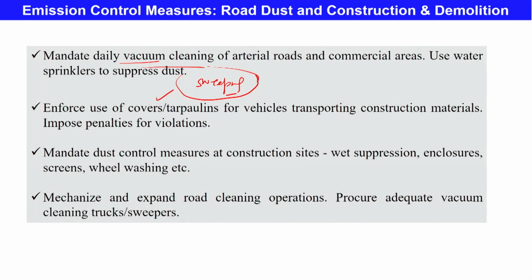So, we need to have a mandate for cleaning of arterial roads, this is important, okay, and commercial areas. We can still use water sprinklers to suppress the dust, but then what next? Enforce the use of cover tarpaulins for vehicles transporting construction material, and impose penalties for violations. This is another very important thing.